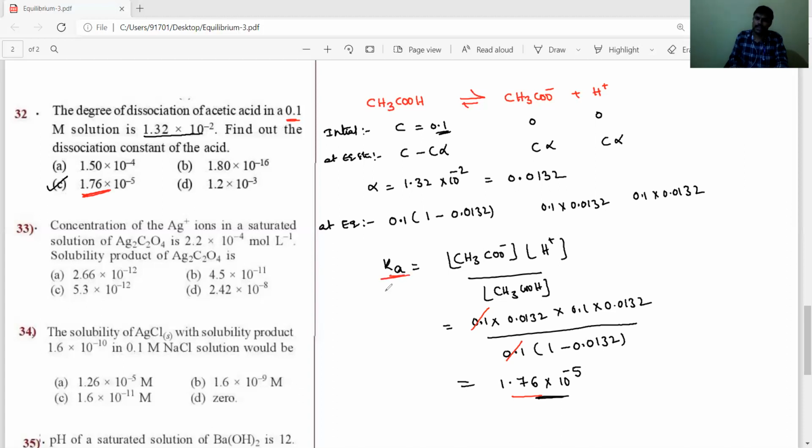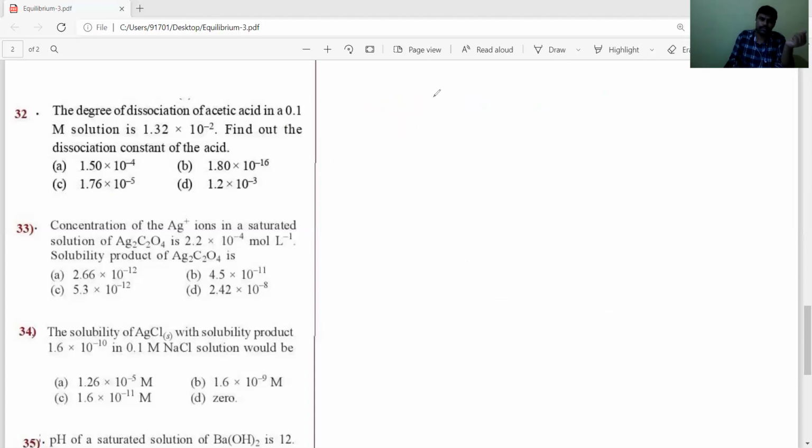Okay students, that is the Ka, the acid dissociation constant. So how to solve here? The concentration of acetic acid they gave is C. How much will it decrease at equilibrium state? C alpha will decrease, and alpha they also gave. So at equilibrium state, the acetic acid concentration is C into 1 minus alpha, and the remaining acetate ions and H plus ions concentration is C alpha and C alpha. We know the Ka formula, just substitute and we'll get the answer. So the answer is option C. Okay students, let's go for question 33.